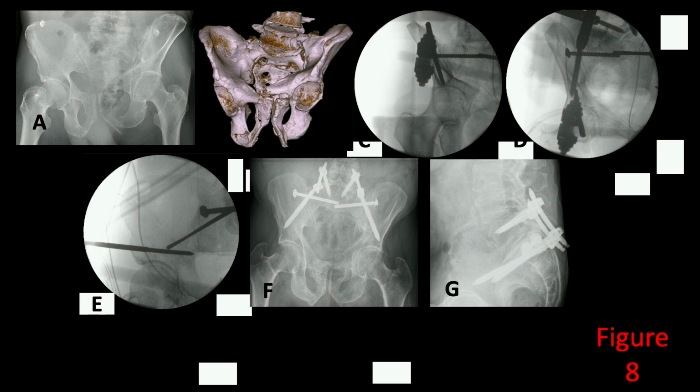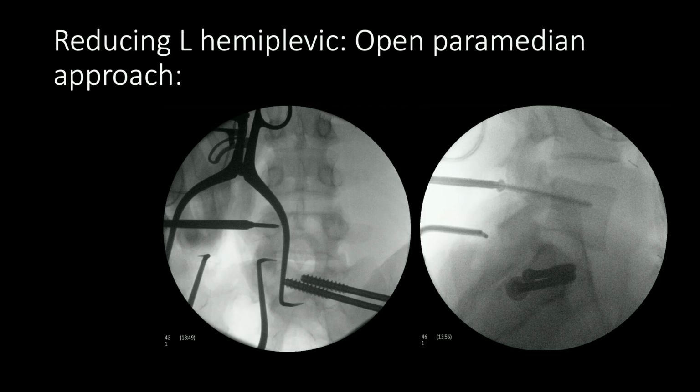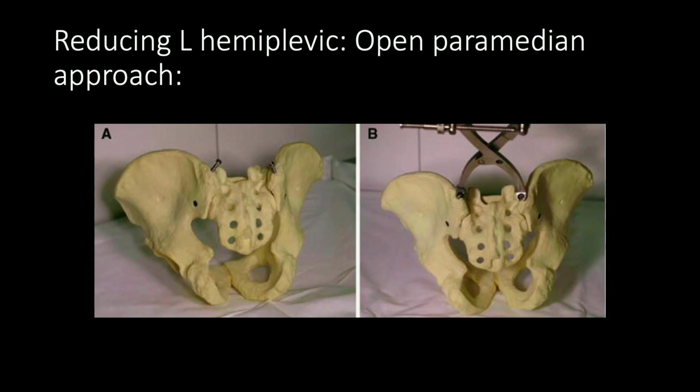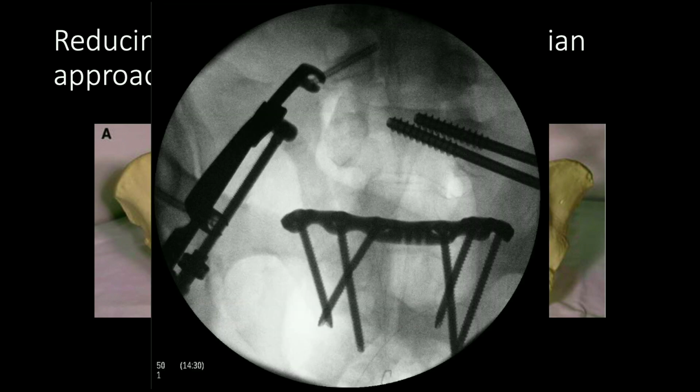And then you could use these to redirect screws around other existing hardware, SI screws and that sort of thing. So going back to the case, this is sort of the clamp. This is not where we're going to put these screws, but this is the Young-Burgess clamp, which we use frequently in pelvic surgery, where you just put two screws in the two fragments and you can hook onto them and rotate them. So that's what we did here.